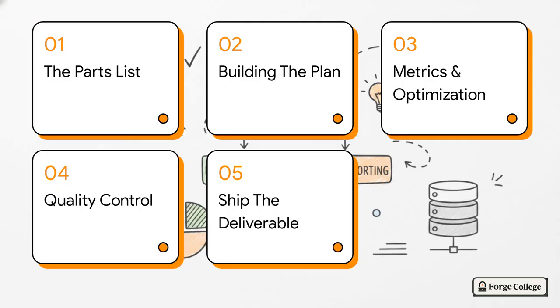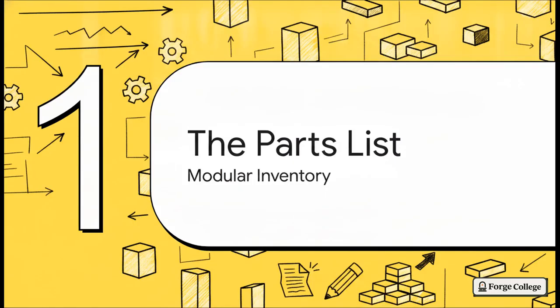To get there, we've got a pretty straightforward engineering process lined up for this explainer. First, we'll take inventory of our parts list. Then, we'll actually build the plan. After that, we'll bolt on our instrumentation and optimization, run the whole thing through some strict quality control, and finally, talk about how to ship this deliverable. So let's kick things off with part 1. Building out our modular parts list.